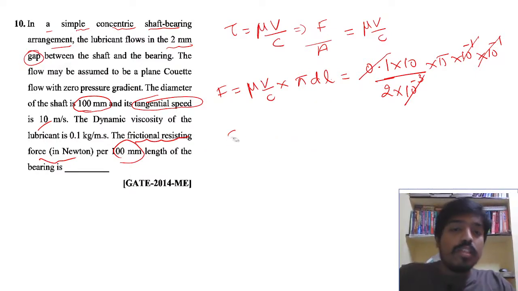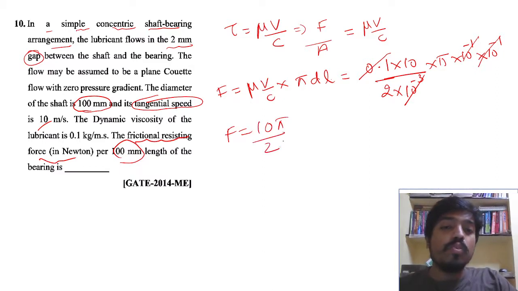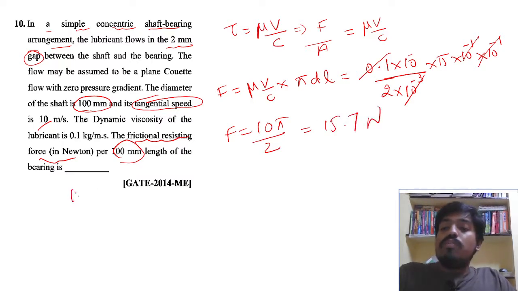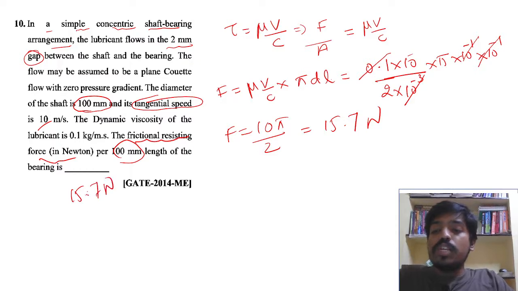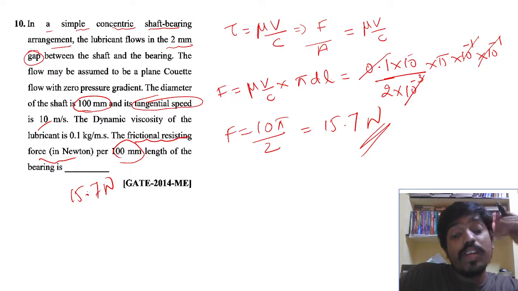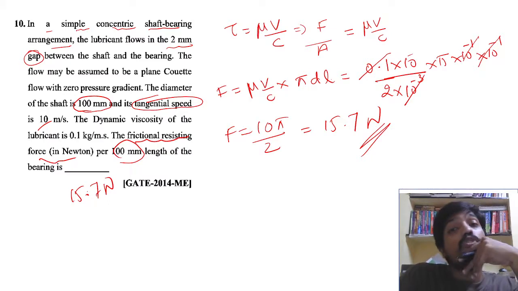But if I divide this, F is equal to 10 pi by 2, no? It's a 15.7 that comes. That's the reason I checked, man, because I already practiced this problem, the number, when I divide, no? You have to choose very carefully, man.